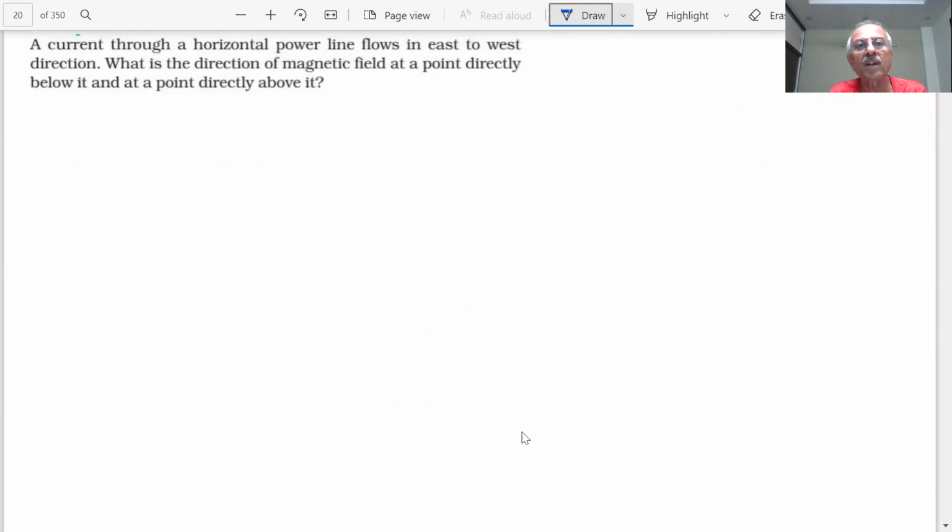Current through a horizontal power line flows from east to west. How do you draw north, south, east to west? The thumb is in this direction. The current is flowing in this direction. What is the direction of the magnetic field at a point directly below and a point directly above it? What will be the direction?